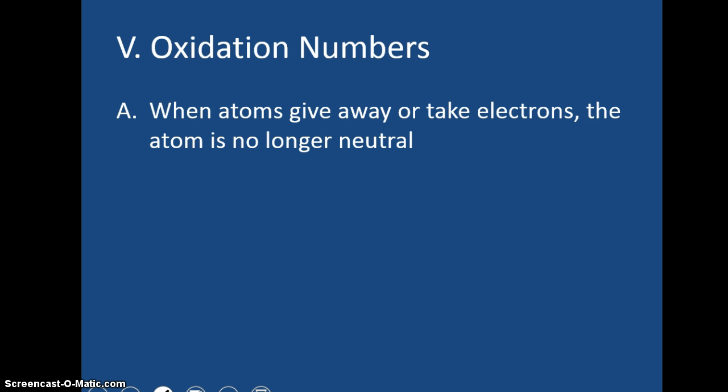Next, we're going to talk about oxidation numbers. Oxidation numbers are when atoms give away or take electrons. The atom is no longer neutral. It is written as a superscript. Superscript means up top.